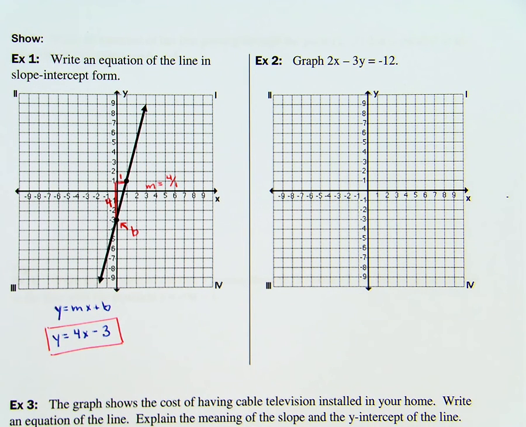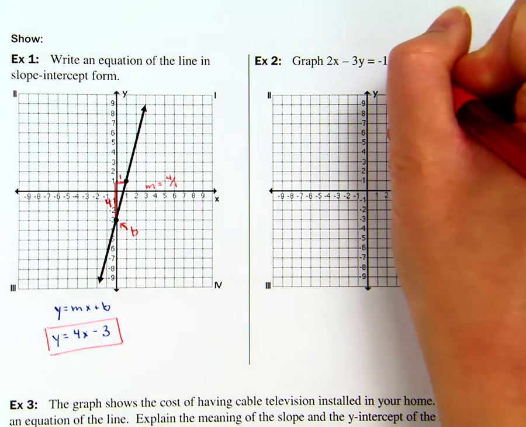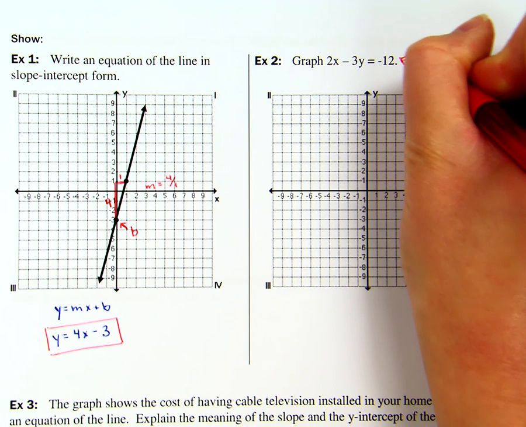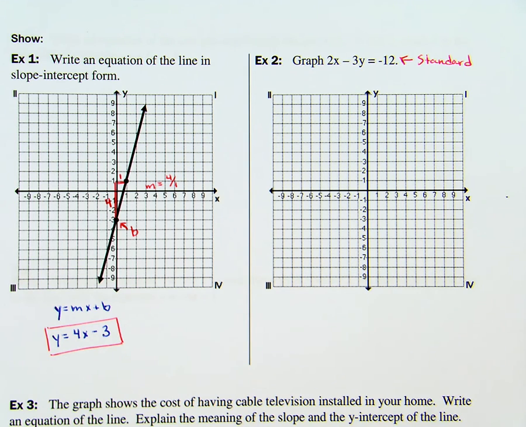Problem 2. Graph 2x - 3y = -12. So this problem is basically asking us to do the opposite of what we've just done. In problem 1, we had the graph, we wanted to write the equation. Now we have the equation, we want to write the graph. Well, the first thing I think we should do is change it to this y = mx + b form. Recall that this is our graphing form. In this problem, we're given the standard form. So let's start by converting the standard into that slope-intercept form.